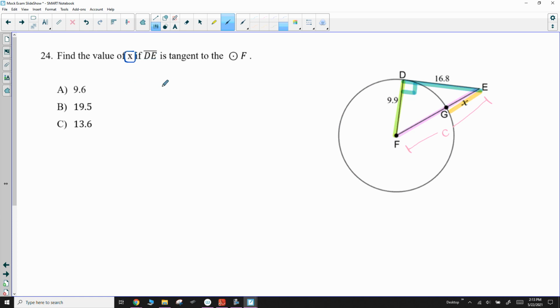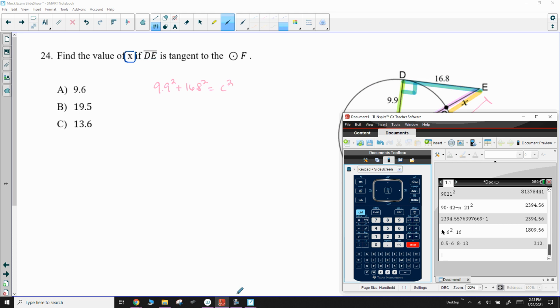But for the first part, we're going to say 9.9 squared plus 16.8 squared is equal to C squared. My answer is given with decimals, so I'm not going to worry about simplifying radicals or anything. So 9.9 squared plus 19.5 squared is equal to, that's not what I was supposed to do.